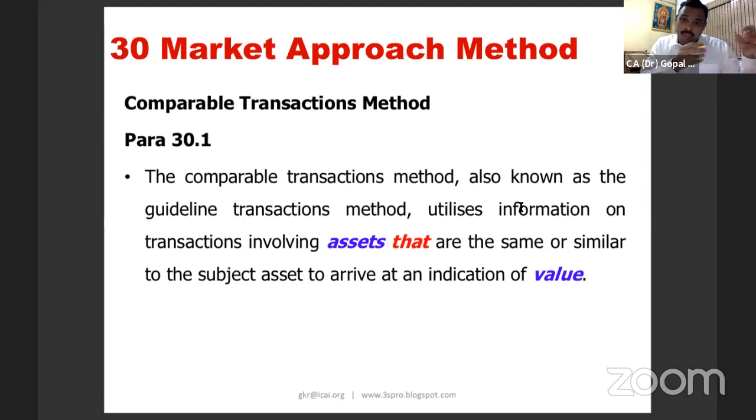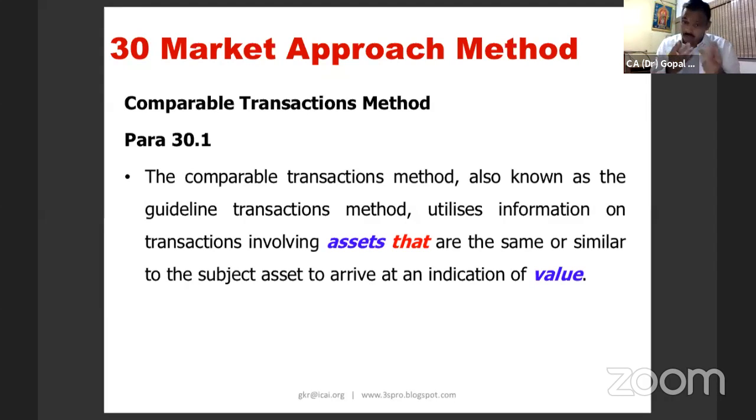Now, please look at this. Utilize information on transactions. You have to collect it. How will you collect that? Sitting in an air-conditioned room, can you collect information? No, you have to go to the market. You have to call people. You have to spend time, effort, energy, money to collect this data. Or there are tools, software which have data. People sell data. Today, knowledge is money. Data is money today. So people collect a lot of data and keep it, and valuers can pay and get that data. So that is also possible.